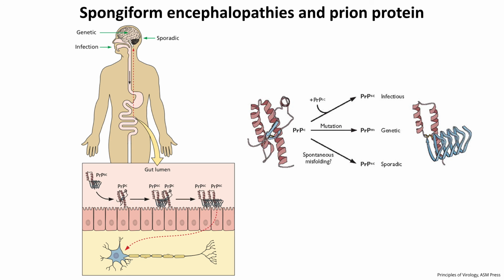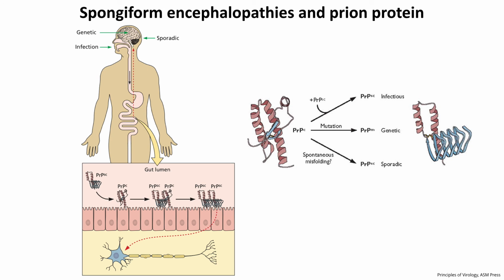These are the 3 kinds of TSEs again. I just want to review for you. We have all a normal PrPC. You can eat contaminated material with PrPSc. You can get it through a transplant, a cornea. You will get an infectious form where your normal protein misconverts. You can have a mutation which predisposes you to the conversion from C to Sc, or you can have the sporadic form, which is spontaneous misfolding.